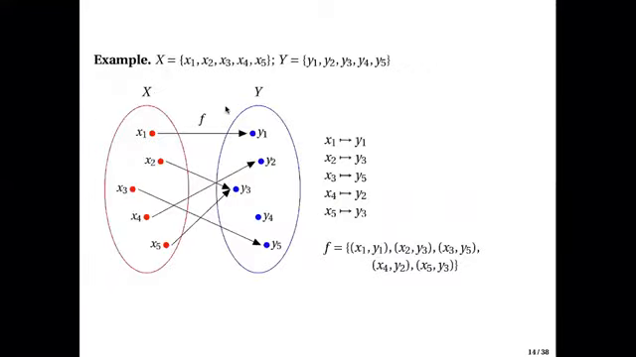Let us consider the function small f from before. We said that this is a function. We now write that function in terms of this. Your x1 has a partner y1. Your x2 has a partner y3. Your x3 has a partner y5. x4's partner is y2. x5's partner is y3. So you can write the function in terms of this.